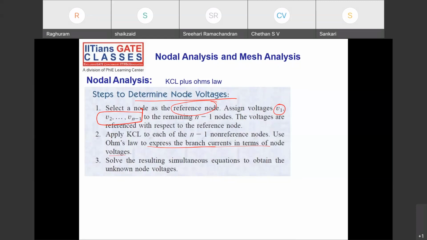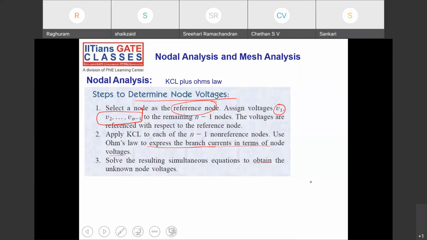Assign node voltages to all the n minus 1 nodes except the reference node, and with respect to the reference node, all the voltages are V1, V2 and so on. Apply KCL to all the n minus 1 nodes. Express all the branch currents in terms of node voltages. Solve the resulting simultaneous equations to obtain the node voltages.